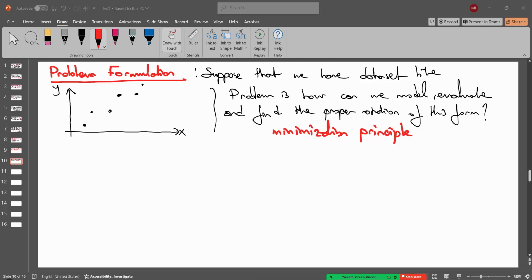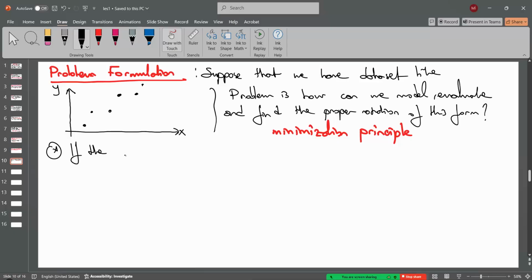Because we know that in the universe there is a minimization principle, why can't we use this rule in the dataset? We can use it, right? And so how can we model it? We can summarize the whole process.